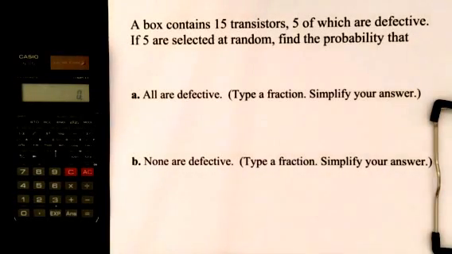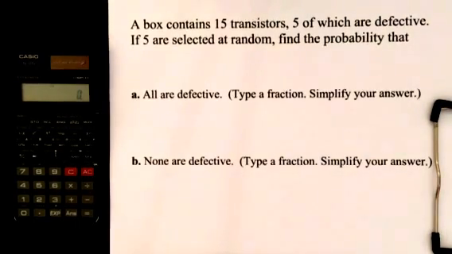Here's another problem where we're going to use the combination formula to figure out the probability of a certain event happening. For this problem, a box contains 15 transistors, 5 of which are defective. If 5 are selected at random, find the probability that all are defective. And for part B, find the probability that none are defective.